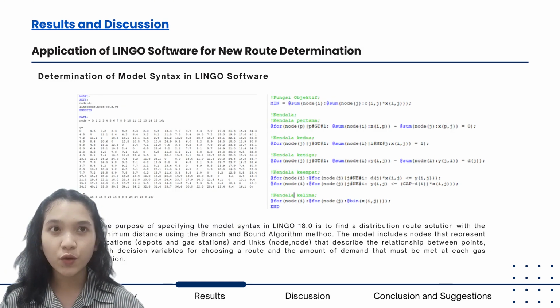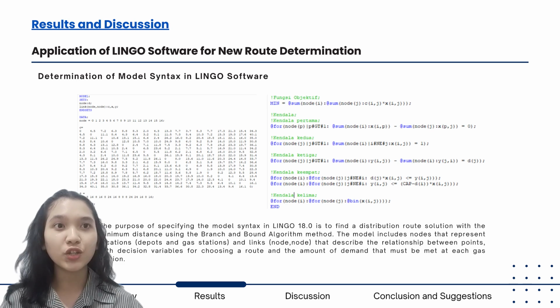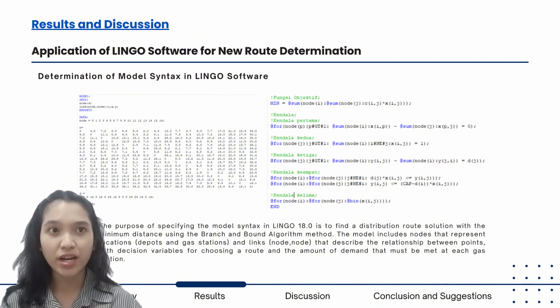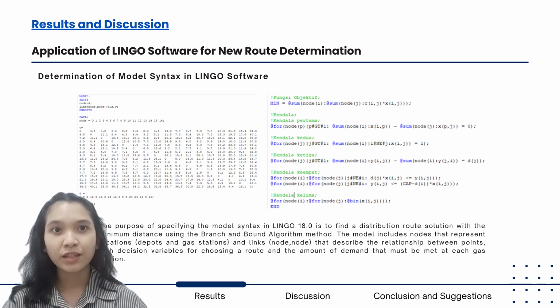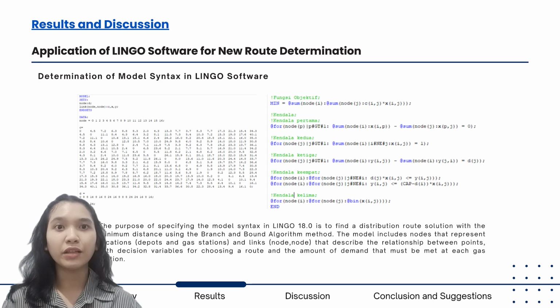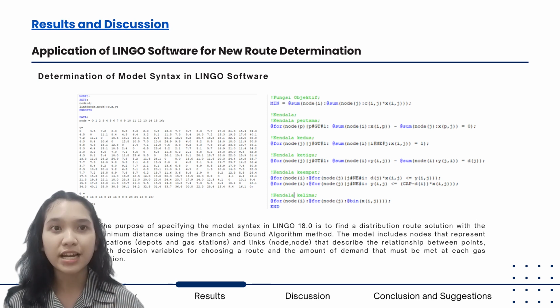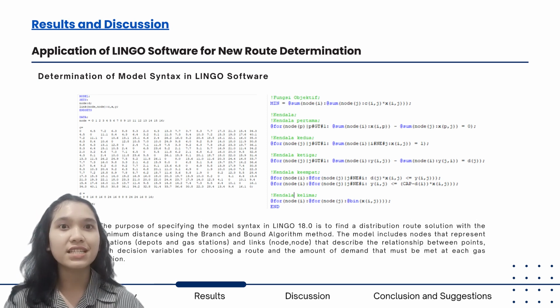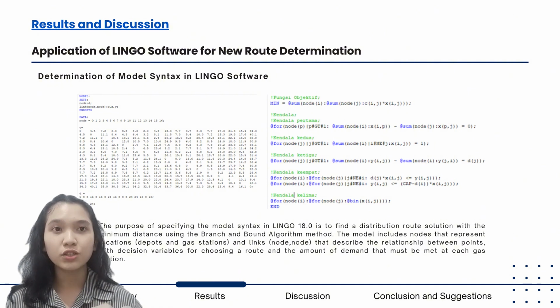Application of Lingo software for new route determination. In the study, in determining the new route, we use Lingo software version 18 to find the optimal solution for distribution routes by minimizing travel distance using the branch and bound algorithm method. The model used in Lingo consists of several important components, namely nodes, which represent location points in the distribution network. The depot at the starting point is number 0, while the gas stations are numbered 1 to 16.